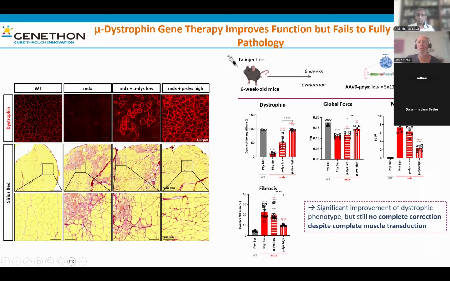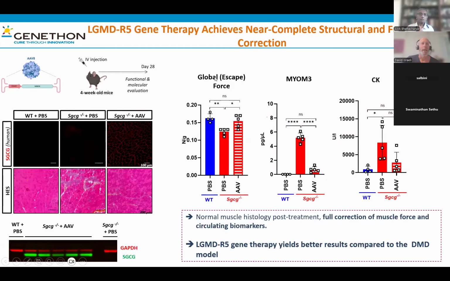fibrosis is gone. As you can see, there are dose response increases of dystrophin, global force, myomesine, which is a marker of damage like the creatine kinase, so it goes down, and fibrosis also goes down. So this is just to illustrate what gene therapy does in this mouse model and also in patients now. Also, you can see global force, which is improved with the treatment, and it's just the same illustration that after treatment, it goes down.